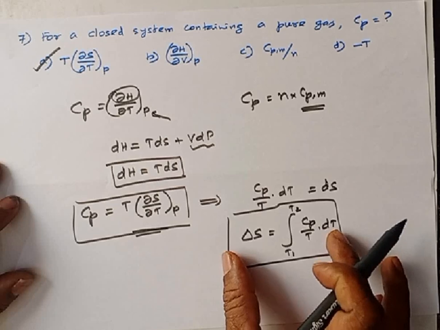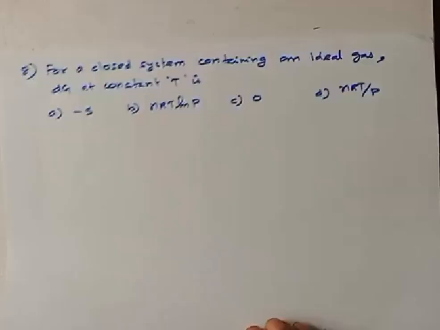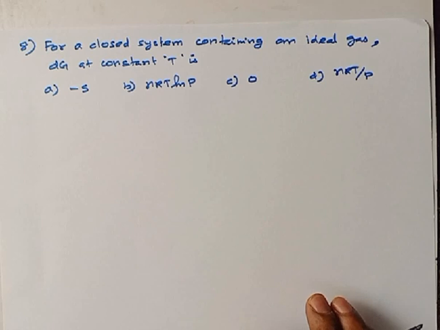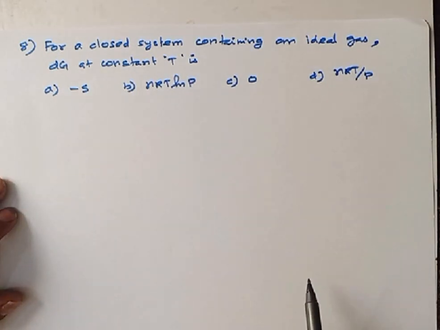Okay, this is additional information, keep this in mind. Now, let me move on to the next question. Question number 8. For a closed system containing an ideal gas, dG at constant temperature.